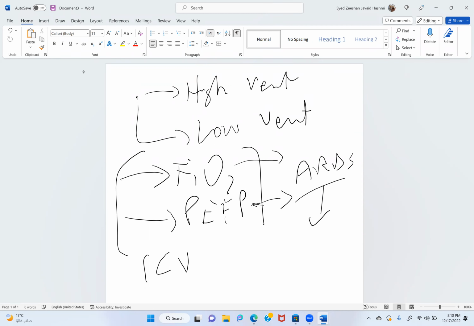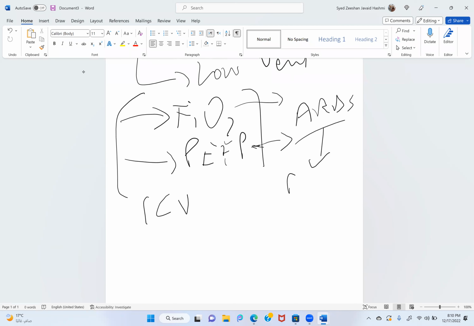Whenever you are receiving the patient, you have to immediately look at the PF ratio, which will tell you a number of things. In addition to FiO2 and PEEP, you will look at the PF ratio to see where the patient is. If the patient has a good partial pressure of oxygen on low FiO2, it means you are on the safer side.